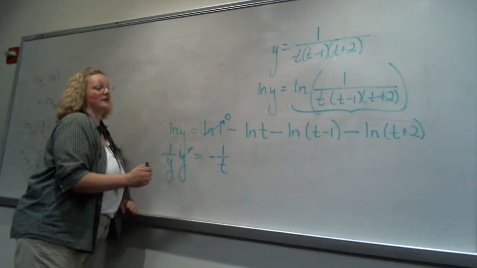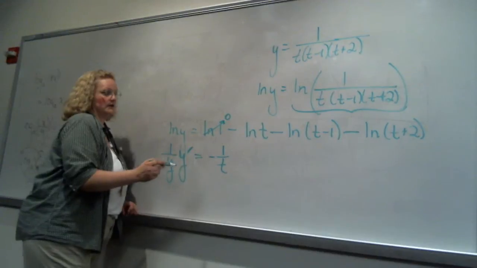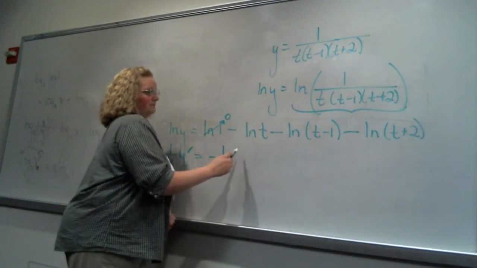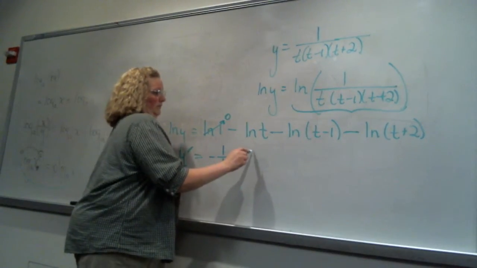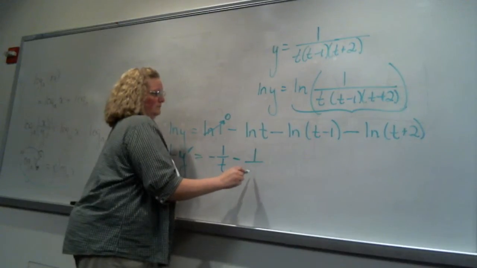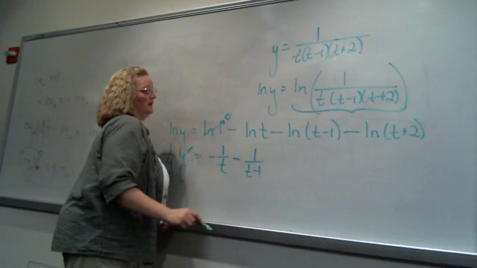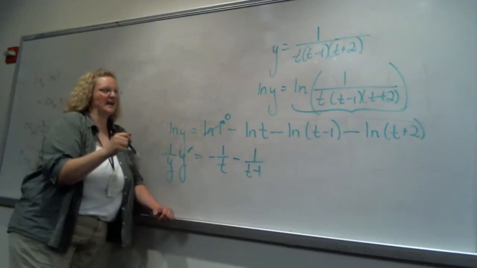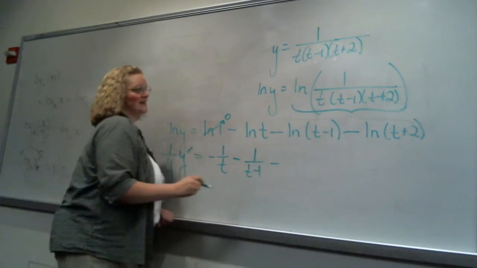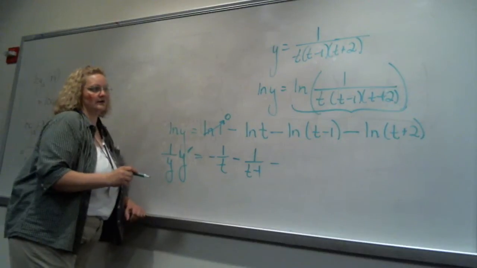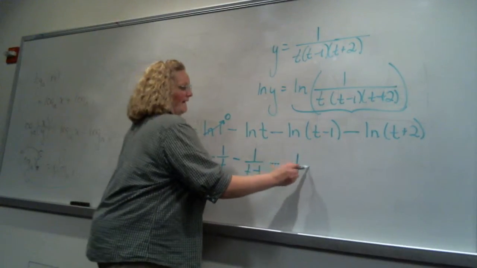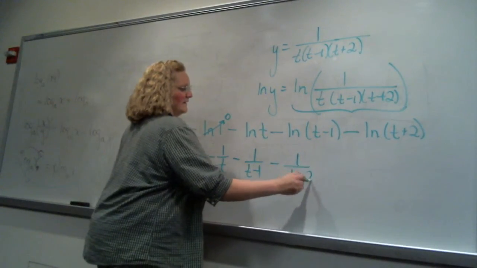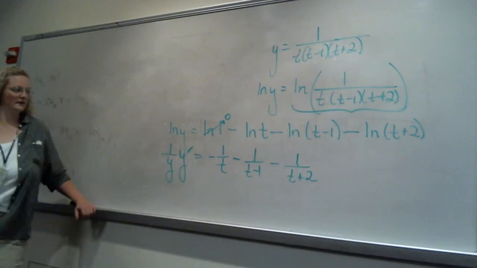What's the derivative of the negative natural log of t minus 1? Negative 1 over t minus 1, and the derivative of the inside? 1. I picked some nice ones, didn't I? Minus, what about the third one back there? 1 over t plus 2.